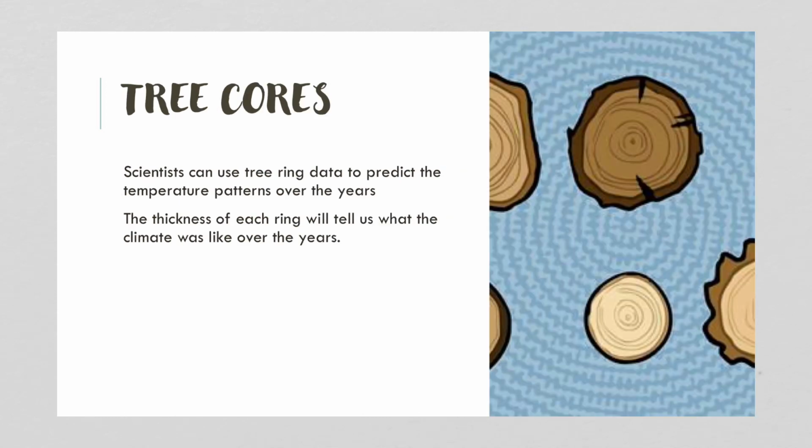Climate scientists can also use tree ring data to predict the temperature patterns over the years. The thickness of the ring will tell us what the climate was like in each growing season.